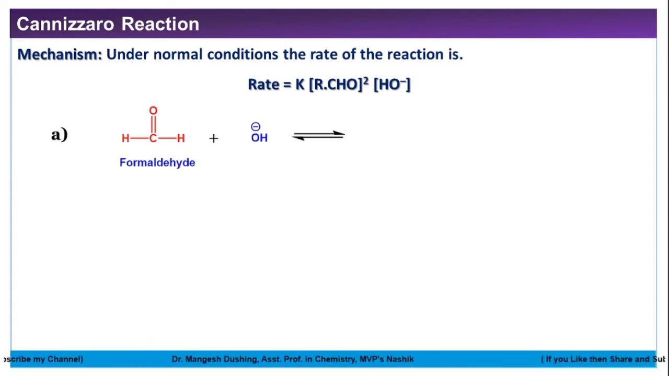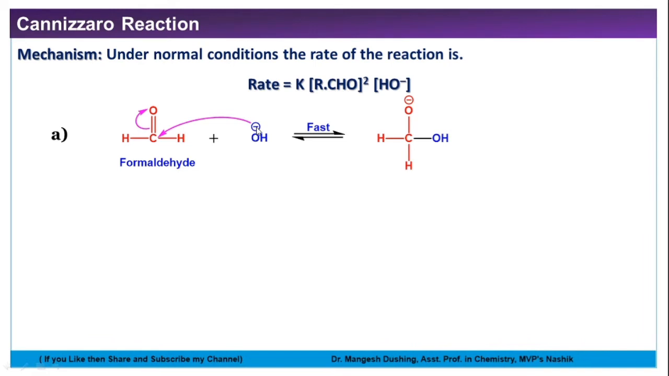Now we will see the reaction of formaldehyde. Alkali solution is there, so basic medium. So OH minus acts as a nucleophile. It attacks the carbonyl carbon, because the carbonyl carbon is electron deficient, so this pi bond will break and O minus will form. See here the mechanism. So this alkoxide ion will form. This is the first step. This is the fast step.